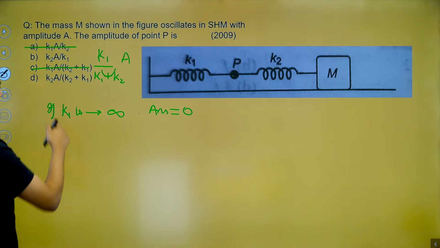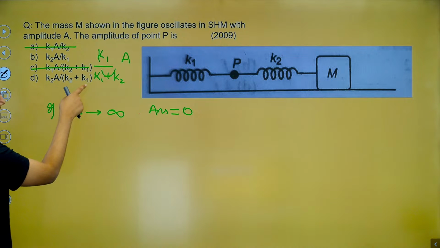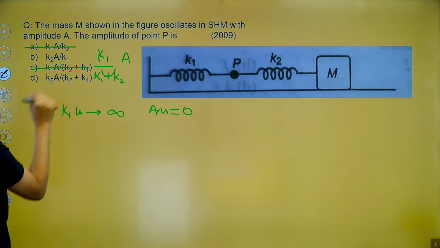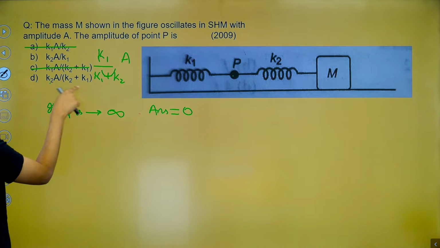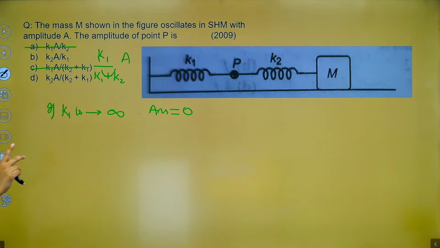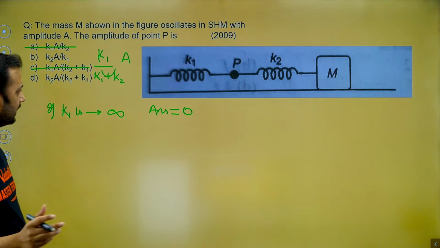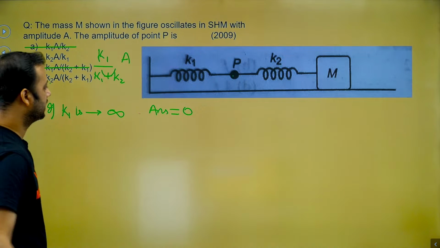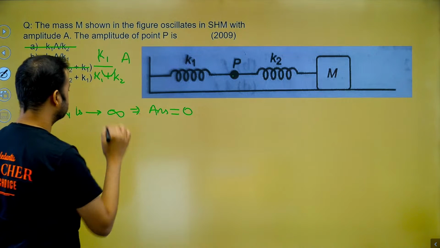Now check option D. If you put K1 as infinity, then look at this option, K2 upon K2 plus K1. This will become 0. So option D is still a possibility. So out of A, B, C, D, we have rejected A and C. The logic is written here: K1 tending to infinity, answer should tend to 0. This is the first logic.